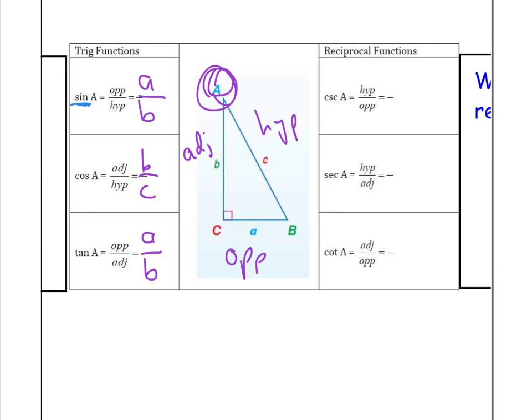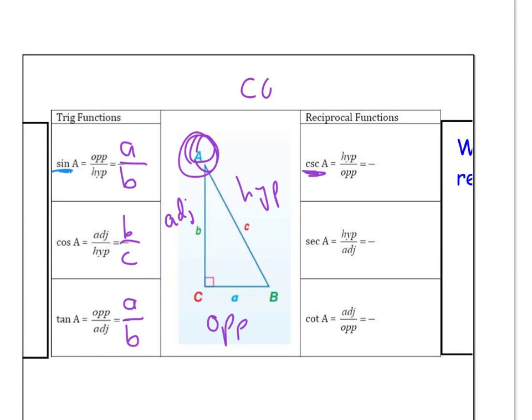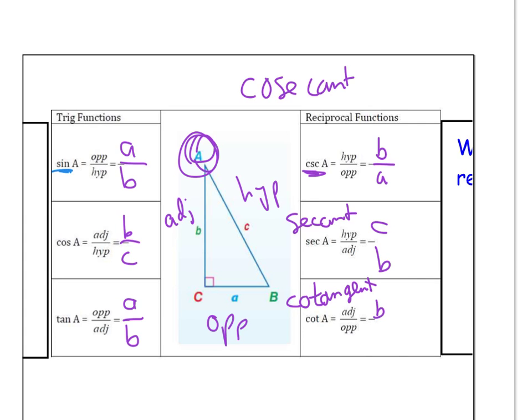Over here, the reciprocal functions. This one is called cosecant, and it's just flipped over, so it's C over A. This is called secant, and it's flipped over, so it's C over B. And this is called cotangent. The easy way to remember all of these reciprocals is that when you match them up, each one has only got one co.